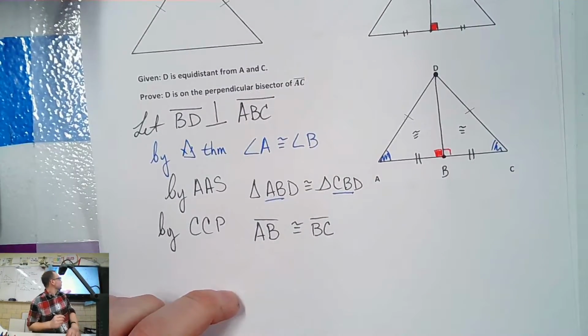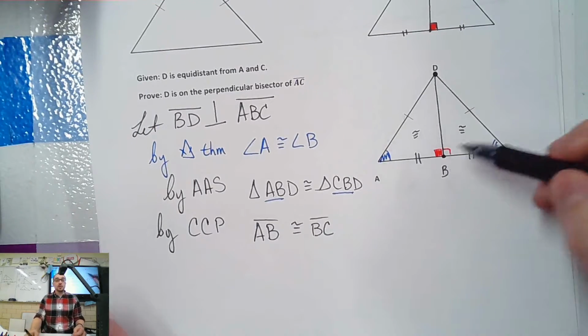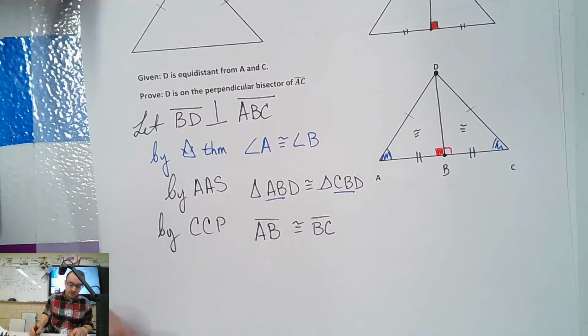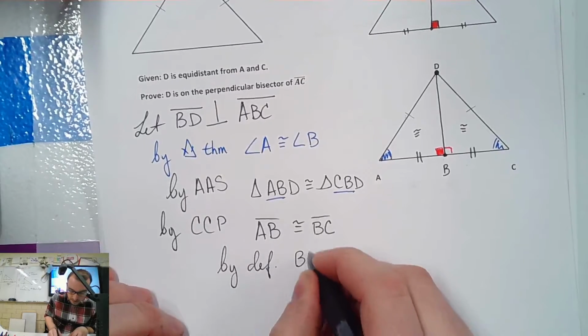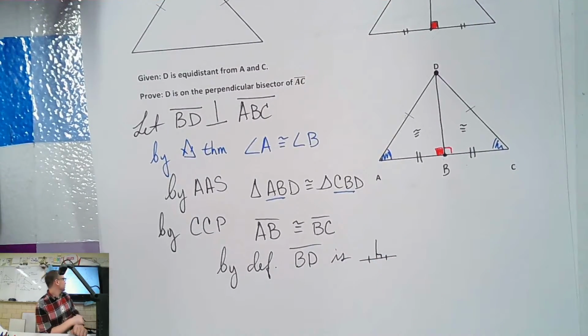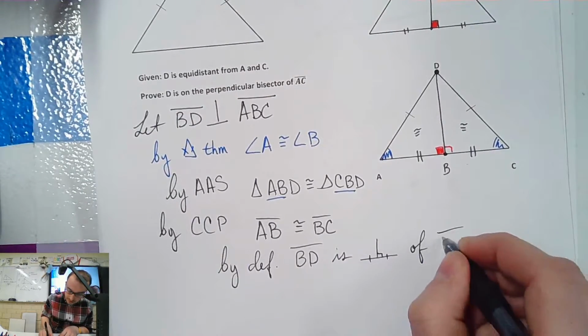So, was DB a perpendicular bisector? Yes. It was. It wasn't just a perpendicular. It ended up being a perpendicular bisector, right? Because it bisects and it's perpendicular. So by definition, BD is the perpendicular bisector. Here's my symbol for perpendicular bisector. Are we cool with that? We just like the word. It's a big word. Words are hard, right? Perpendicular bisector of AC.